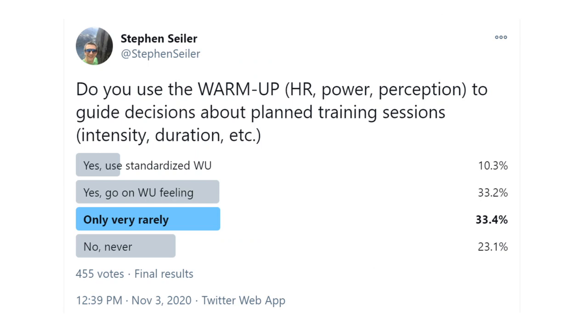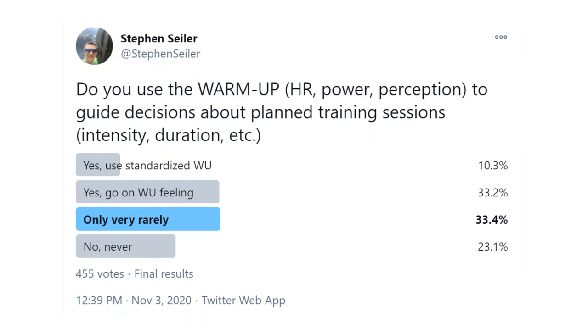Now, in that vein, I have thought about, and others have too, using the warm-up before a ride or before a run, before a workout, as a tool to guide decisions. And so I sent out a tweet and asked, do people use a standardized warm-up? Do they maybe use the warm-up and just go more on perception? Do they, or do they not use it? And in general, very few people do a standardized warm-up. All right. Most people go on feeling.